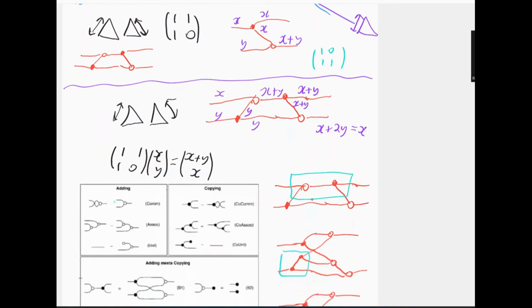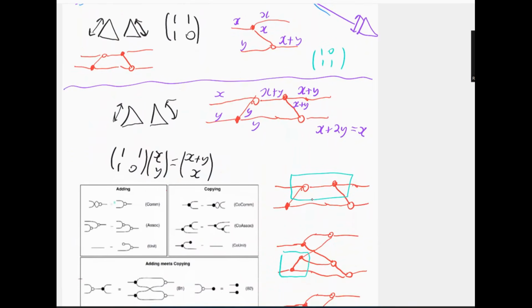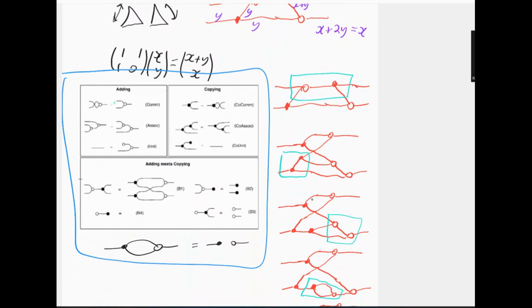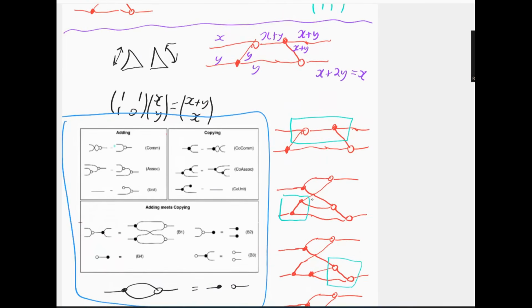So, what we're going to do is understand how this can be reduced. The rules of the game are shown here. These are the equations of graphical linear algebra, together with the things about how to deal with wires crossing over each other, which is kind of topologically self-evident. So basically, we're starting with this picture here.